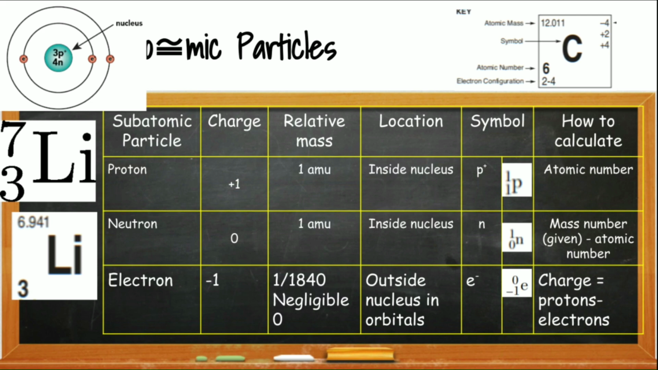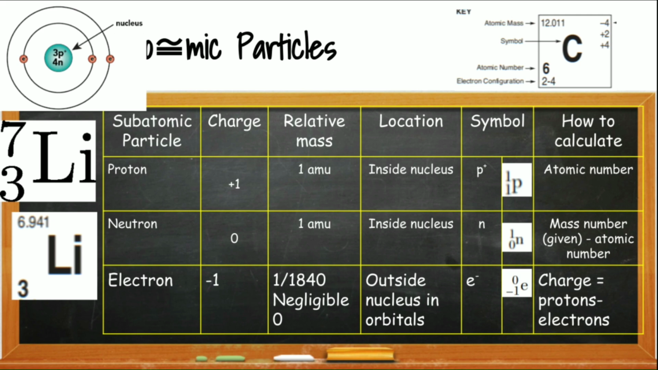And finally, the electrons are found outside the nucleus. They're found in these regions called orbitals, and they have a charge of -1. They have a very small mass. So in Regents chemistry, we essentially say their mass is negligible or 0. You can say either or. And notice the symbol for the electron is a lowercase e with the charge again in the upper right-hand corner, or we also have the nuclide symbol.